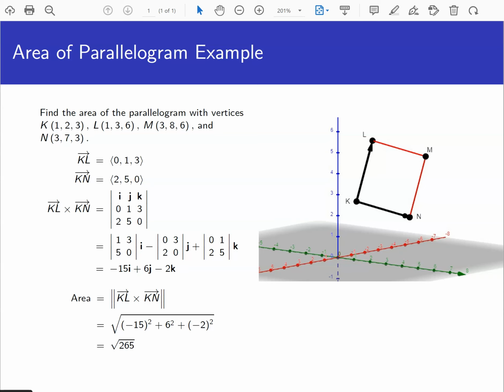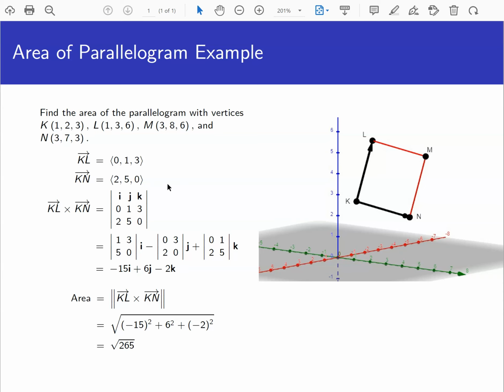The easiest way to do that, I think, is just pick one of the points. I chose the point K and go from K to L and K to N. Notice if I tried to go from K to M, I wouldn't get a parallelogram. I get this triangle idea. So I need to go K to L and K to N to get the parallelogram. So we'll do L minus K in terms of the components. The vector from K to L is 0, 1, 3. The vector from K to N is 2, 5, 0.